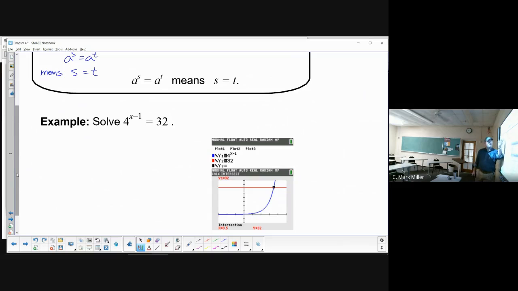I got 4 to a power and 32. Now you can picture 32 to the first power if you want, okay? But these are not the same bases. So you can't go x minus 1 equals 1. Everyone see that? You can't, because they are not the same bases. I need to get the same base. Question: what power do I have to raise 4 to get 32?